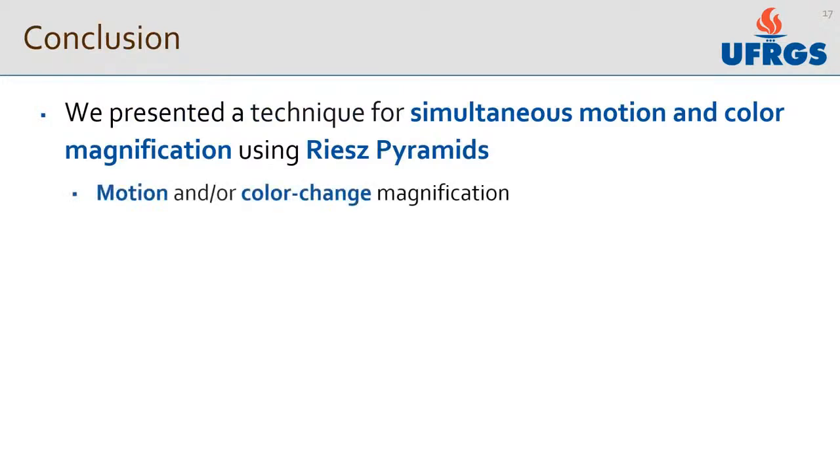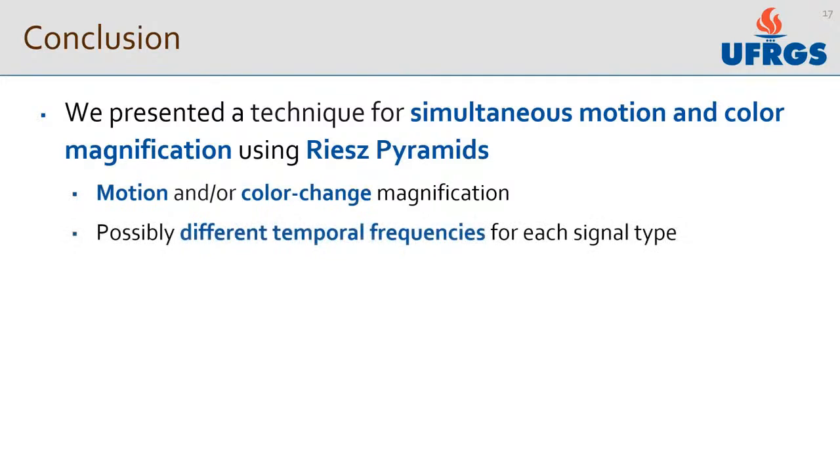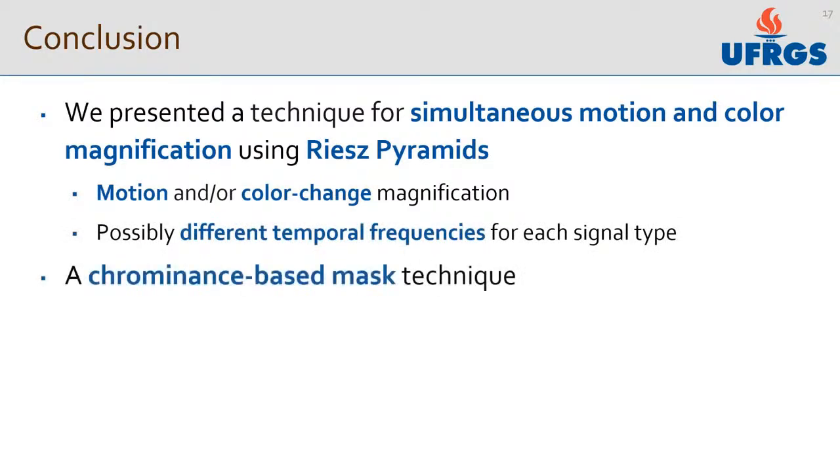Thus, we presented a technique for simultaneous magnification of motion and color using RIES pyramids. It's possible to use it to magnify only color, only motion, or both signals together, and different temporal frequencies can be used for each signal. In addition, we introduced a mask based on the video's chrominance values, and that can be used in real time due to its simplicity.